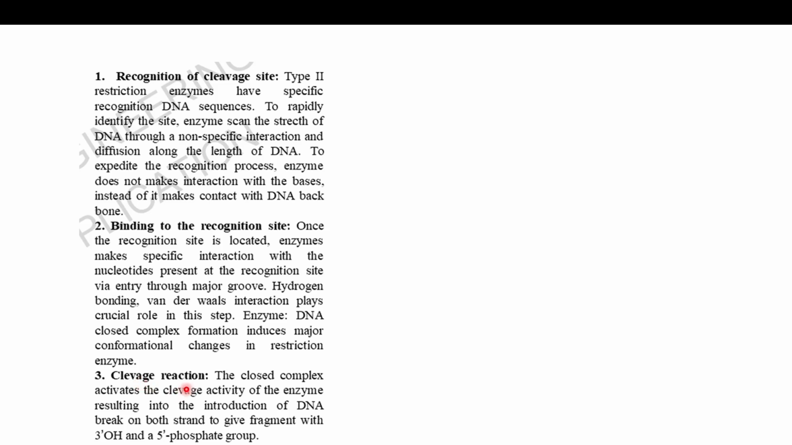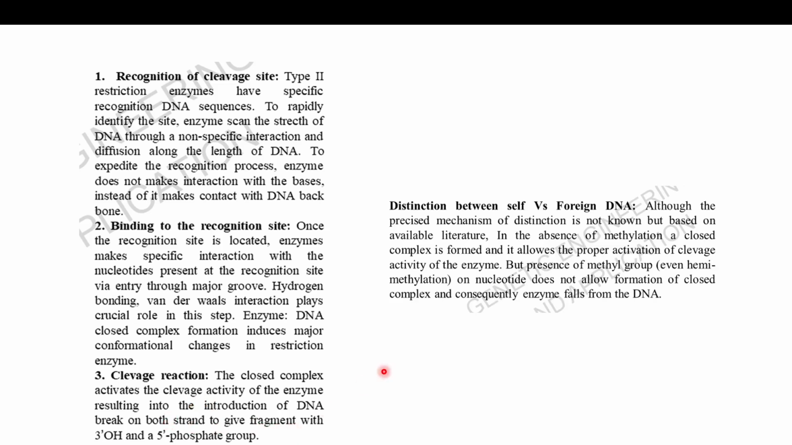And then finally it acts on it, the closed complex that is formed by the restriction modification system. Now it shows its cleavage activity. It cleaves at the specific site, resulting in fragments of double-stranded DNA.